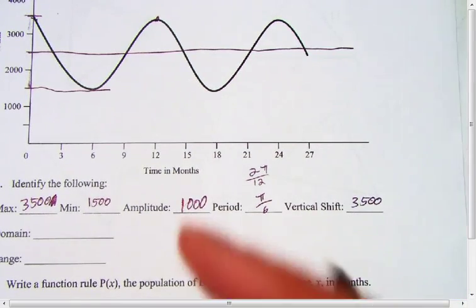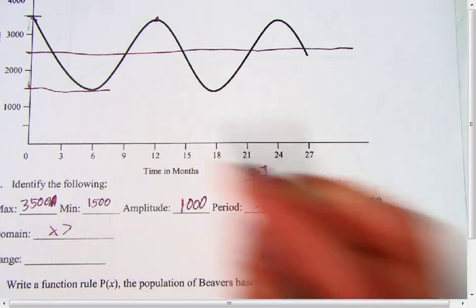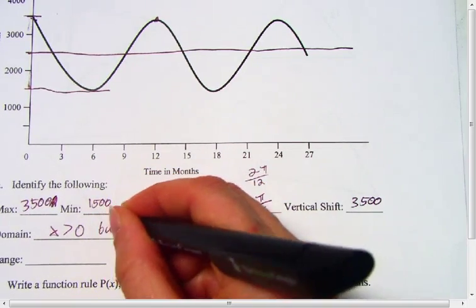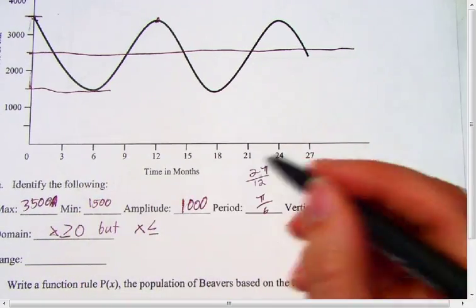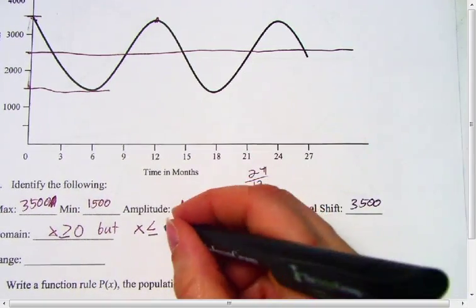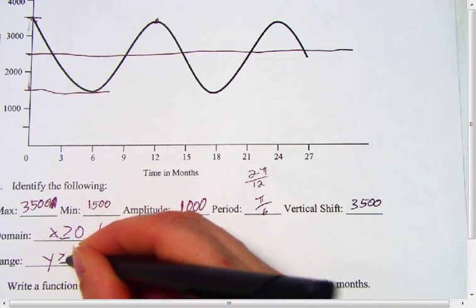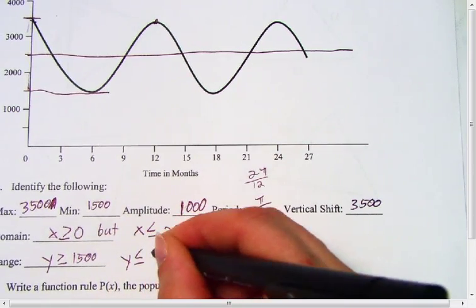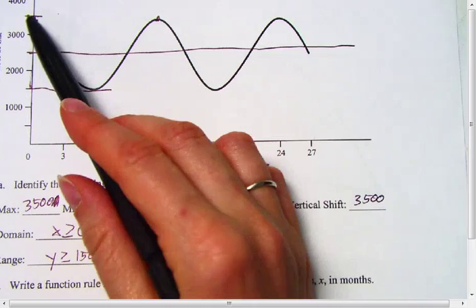That's my vertical shift. My domain, it can be x is greater than 0, okay? But x is less than or equal to 27. That's where it stops on this graph. My range, y is greater than or equal to 1,500, and y is less than or equal to 3,500. Okay? So we're going to write this as a function. Is this a sine or cosine graph?